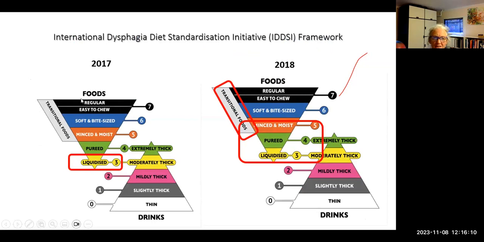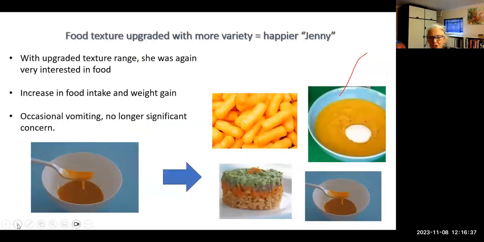In 2017, and this is the way dysphagia therapists describe different food texture levels, it's the International Dysphagia Diet Standardization Initiative. In 2017, she was only able to be on this level right here, which is liquidized. And when we repeated her study with the findings that we found, we have been able to increase that significantly. So what does that mean in terms of real food? This is what she was having to take in 2017. This is where we could expand it over here.